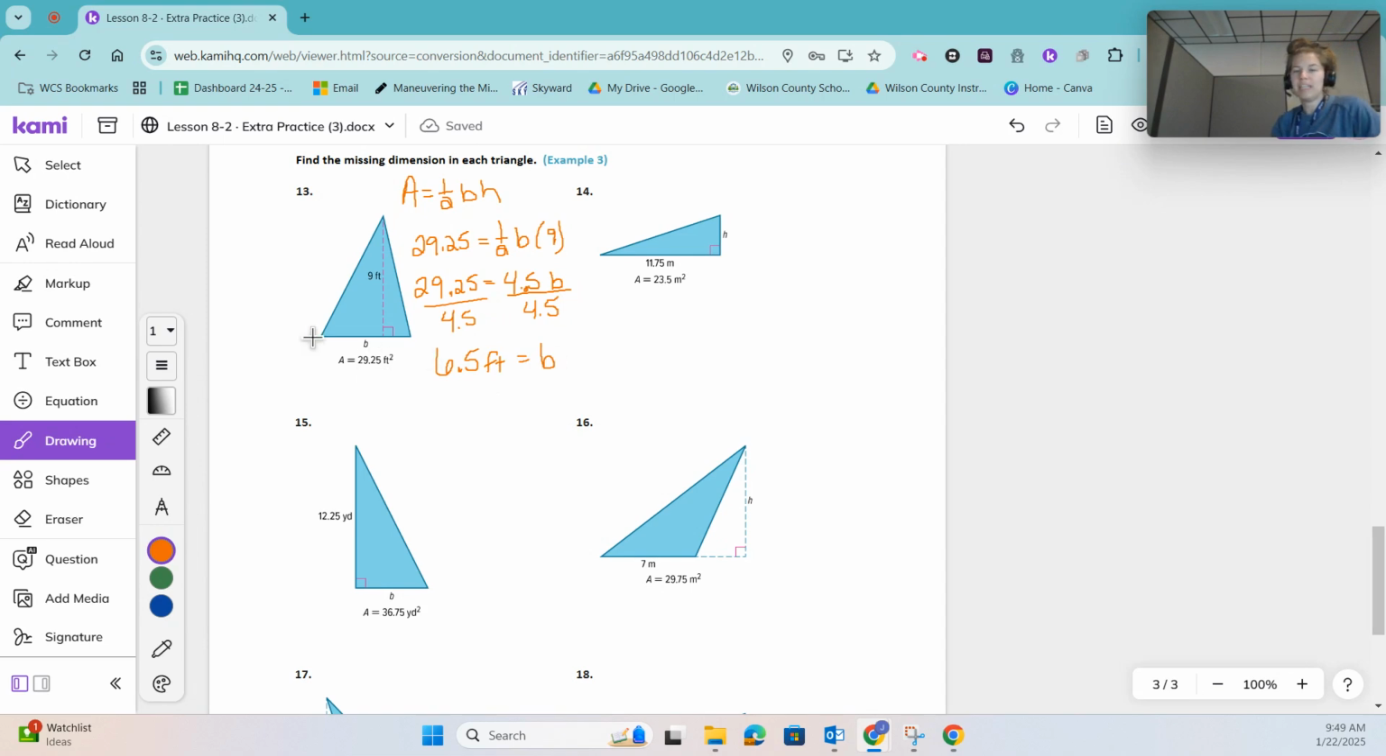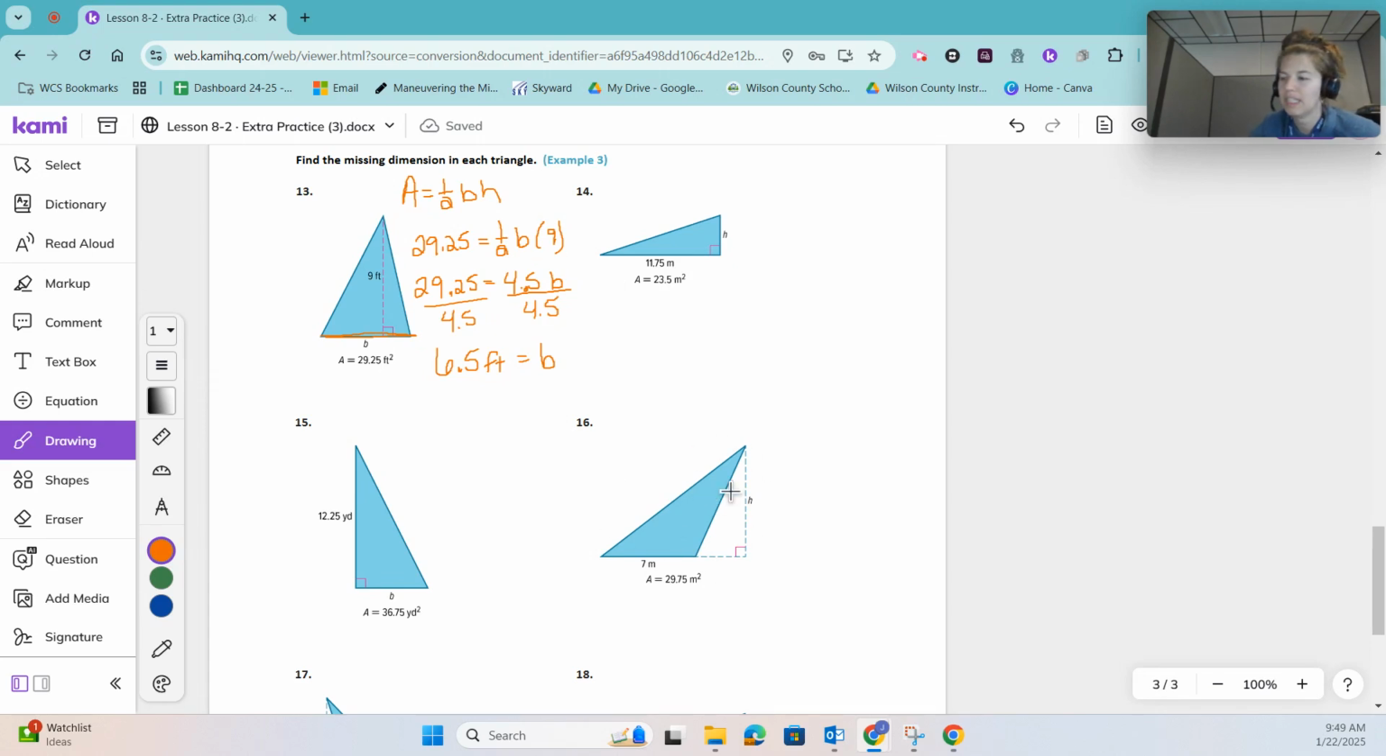And because b is a single dimension, it is feet, not feet squared. It is the distance. Distance is one dimensional. So it's 6.5 feet. All right, let's do one more together.